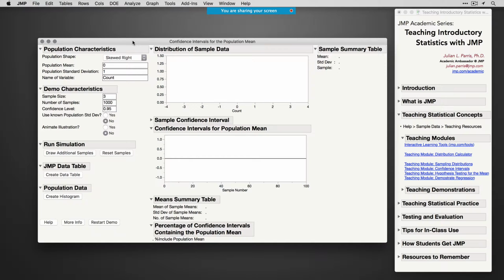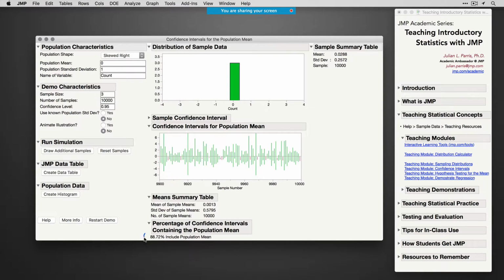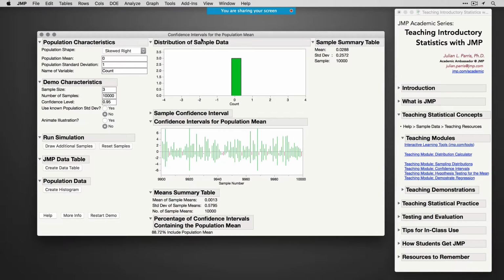Now, really advanced students can probably intuit through this, but you can actually give them the tools to play with this to see, well, will I have 95% of my samples capturing the true population mu when I actually have a population that's not normal? The confidence intervals are built using a normal approximation. So if I click draw here, well, 88.72% of them actually capture the population mean, right? Because we're not actually modeling probabilities correctly by assuming a normal sampling distribution when we have a skewed right population.